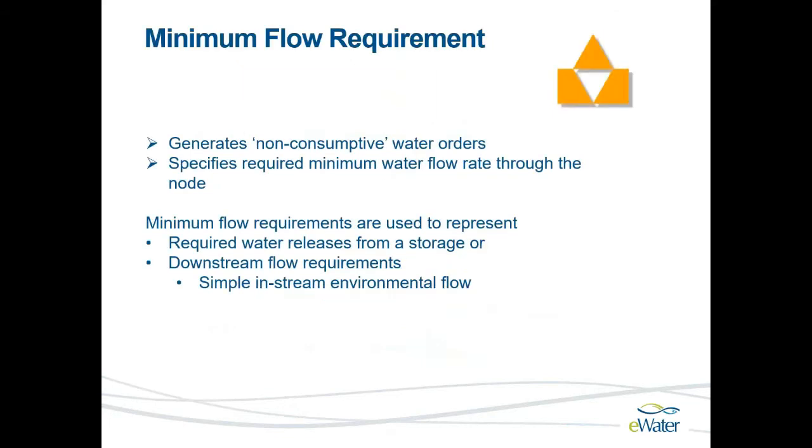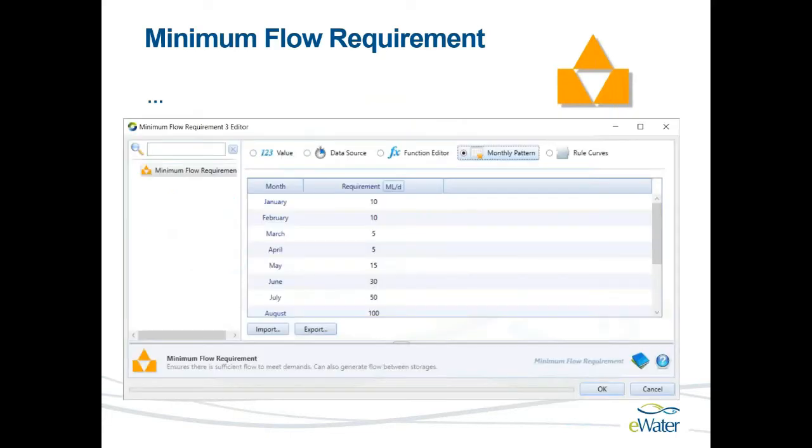The minimum flow requirement node generates non-consumptive water orders in your river network. It basically specifies a required minimum flow rate through the node itself. Minimum flow requirements are often used in models, and they represent required water releases from a storage or downstream flow requirements. They may include simple in-stream environmental flow requirements, but these are covered in more detail by the environmental demand node itself.